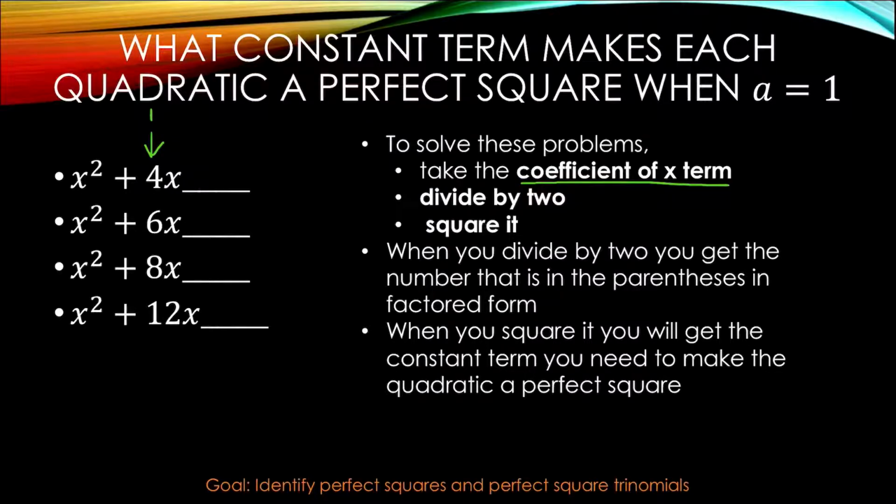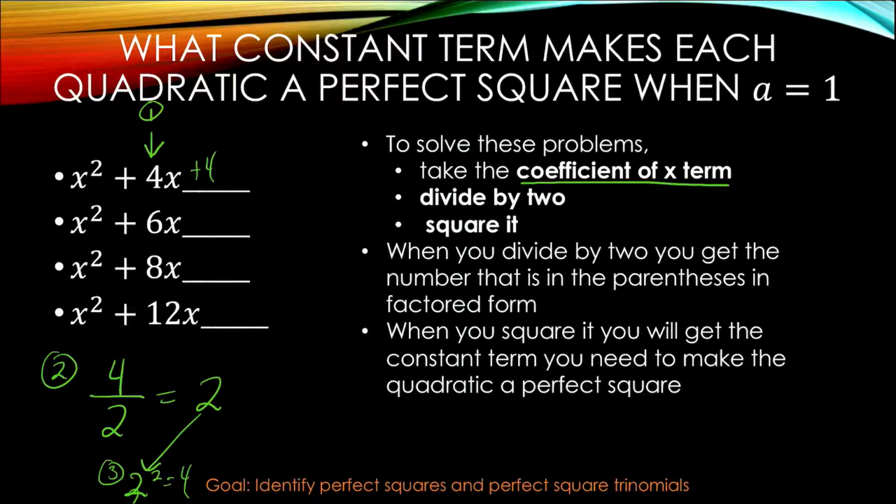Then we're going to divide it by 2. So I'm going to take 4, divide it by 2. There's step 2 right there. 4 divided by 2 is 2, right? Then I'm going to take that 2 and square it. Here's step 3, and we get 4. That is what I would do to get to my constant, okay? So when we divide it by 2, we're getting that number that's in the parentheses.